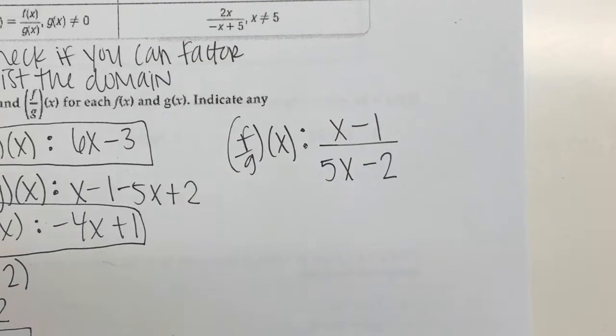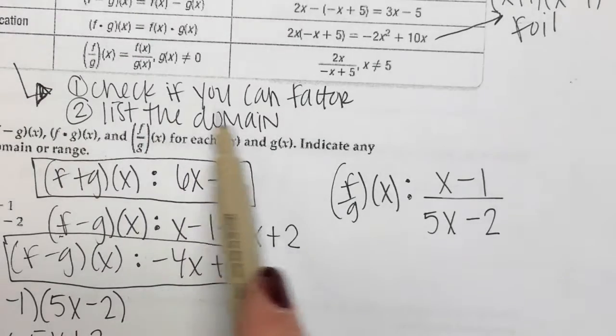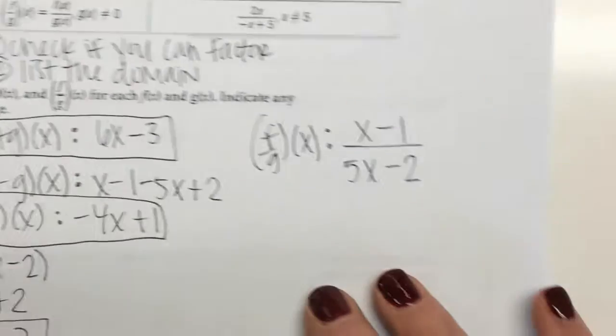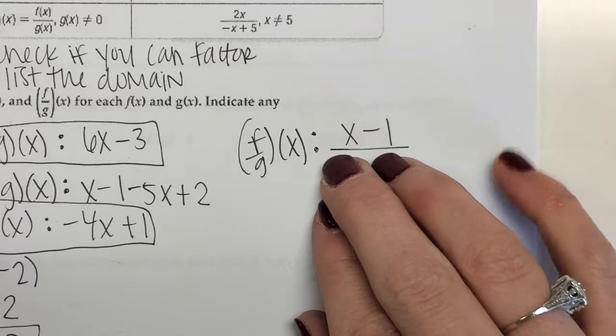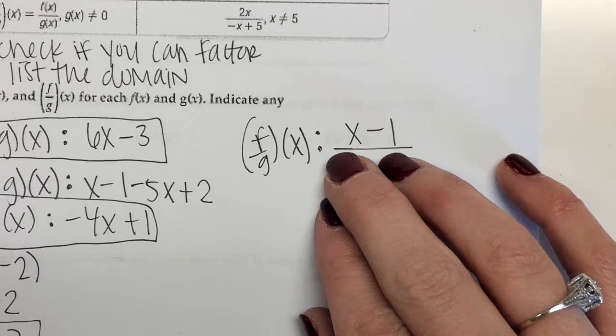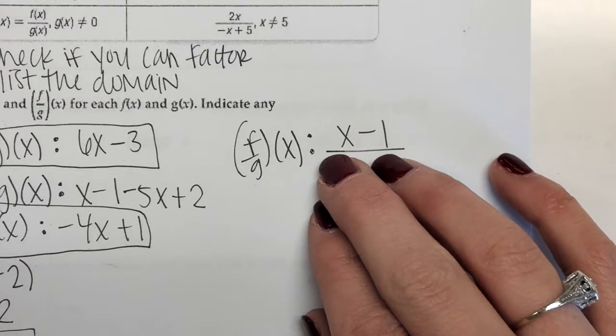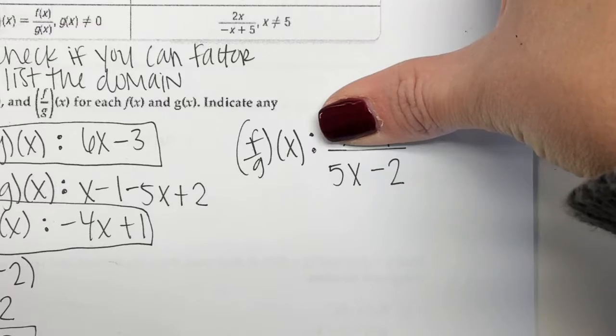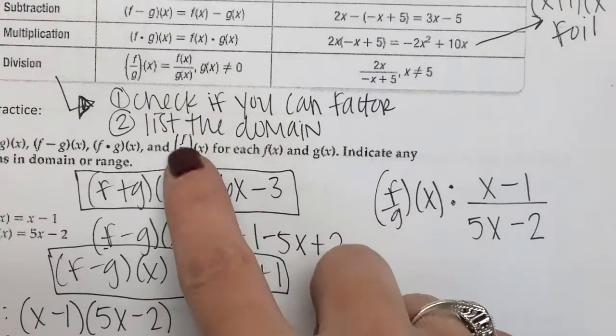Alright, first thing, I'm going to come back up here. Check if you can factor. And we need to check if we can factor them separately. So this top part, x minus 1, can I factor that? Nope. They don't have anything in common. It's not difference of squares, sum of cubes, all that good stuff. Can I factor this one? Nope, they don't have anything in common either. So I've checked that, can't factor.